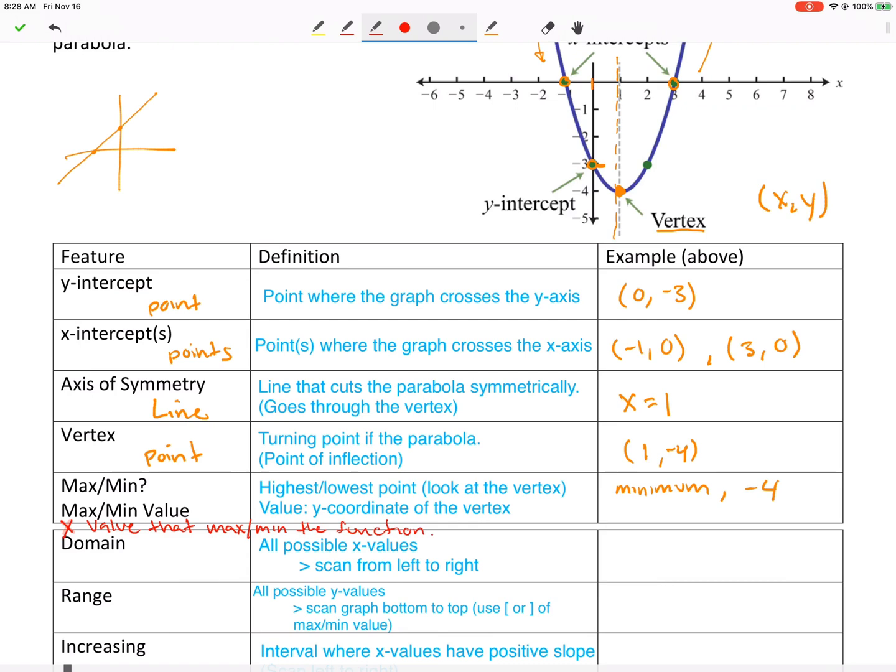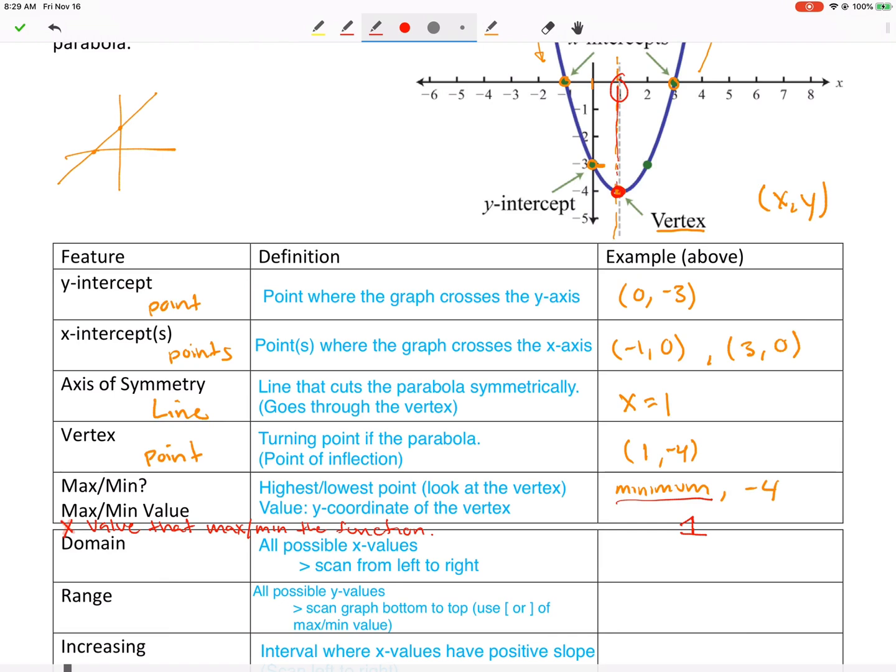Okay, so it's basically asking, what is the x value that corresponds to the maximum or minimum point that we have here? So if we look at our minimum, which is part of our vertex right here, what is the x value that gives you that y value? So that would be our 1, our x value, so we just write 1.